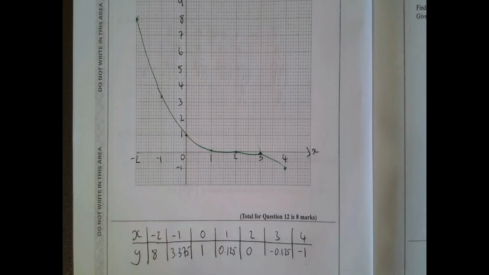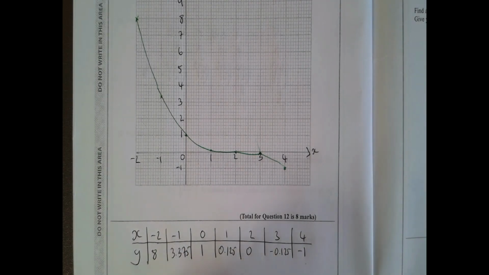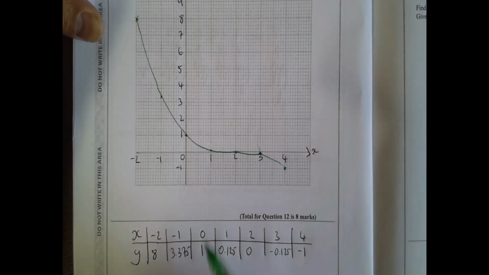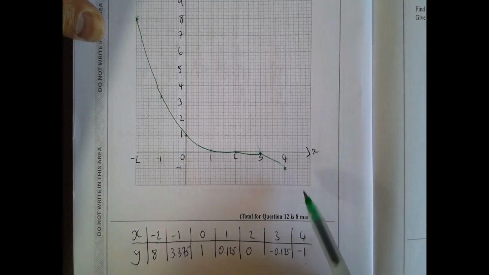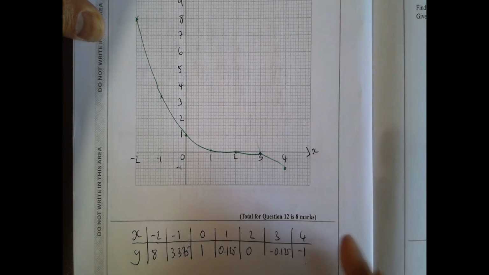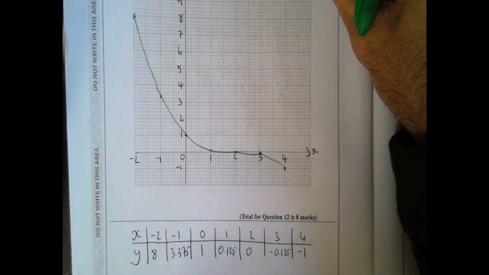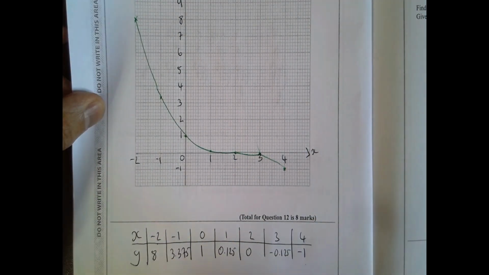Right, okay, so now I've plotted the graph. So you get marks for ensuring that you've plotted all the points correctly, and then you get a final mark for making sure that you draw a smooth curve through it. Now we do actually need this again as part of this question, so we're going to come back to this graph in a second.